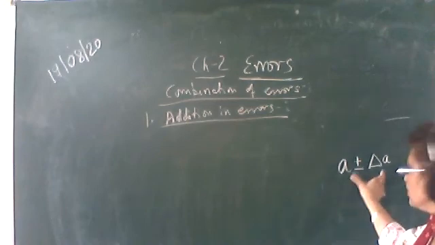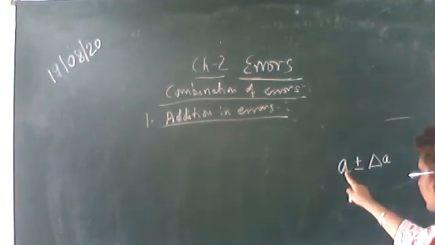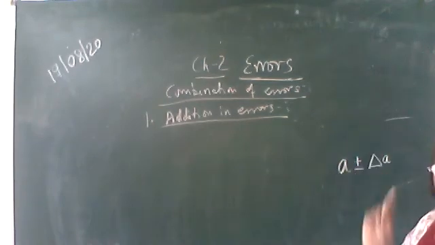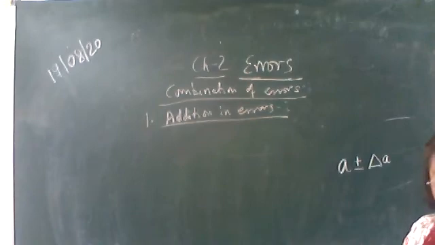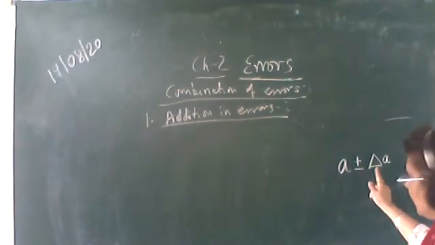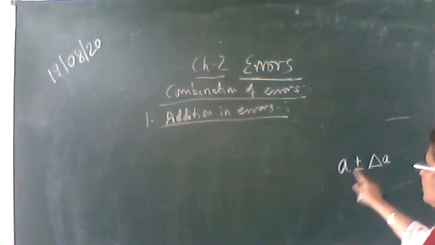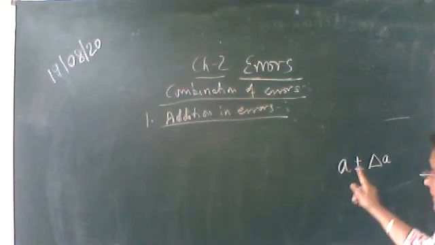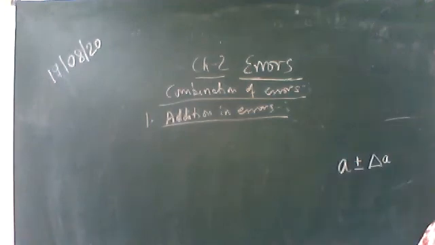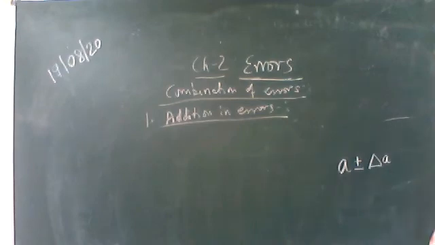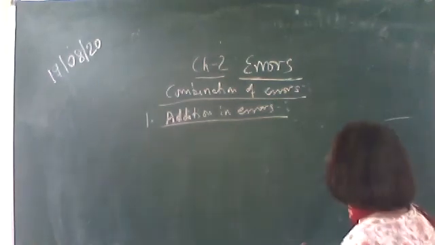So any measured value is always written as A plus minus delta A, where A is its actual value. When we measure it, then some absolute error will obviously arise. So we write the measured value as A plus minus delta A, where delta A is the absolute error. So it can be from A plus delta A to A minus delta A. That is why we write it as A plus minus delta A. Okay, now let's proceed with the addition.